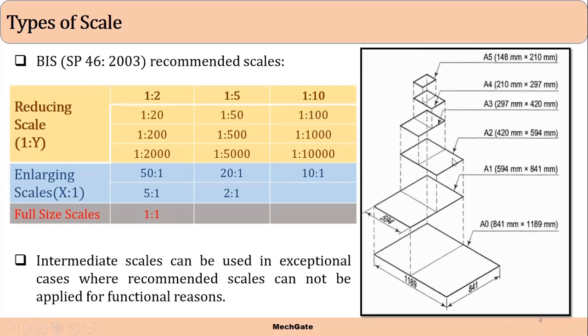Now here is the standard size chart of the drawing sheet, right? Starting with A0, the surface area of this A0 drawing sheet is equivalent to 1 meter square. When we are moving from A0 to A5, the area is proportionally reduced by half, right?